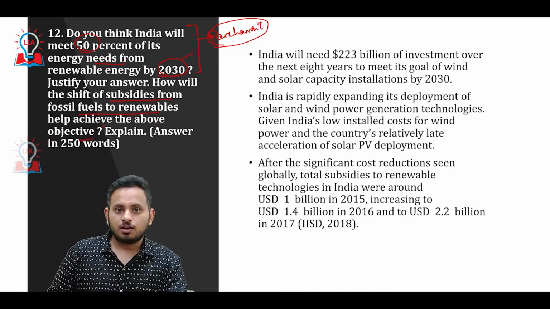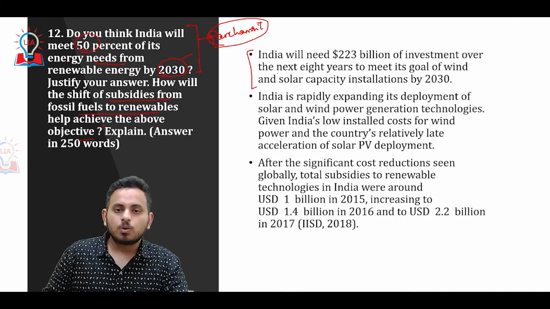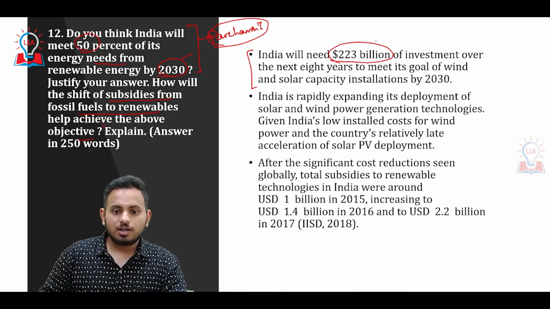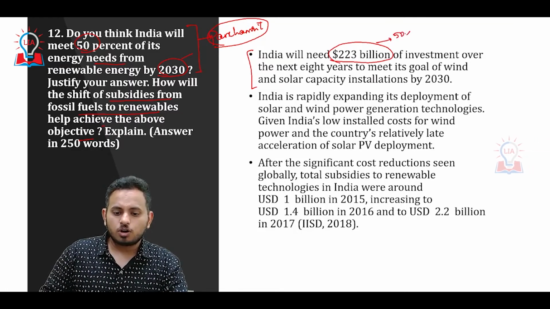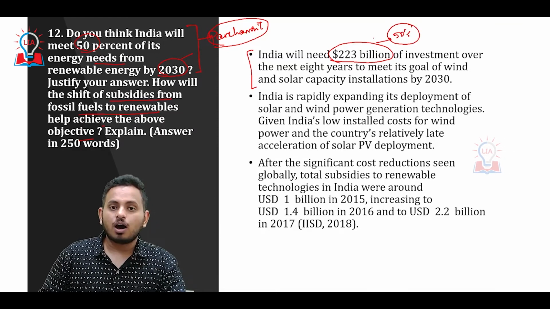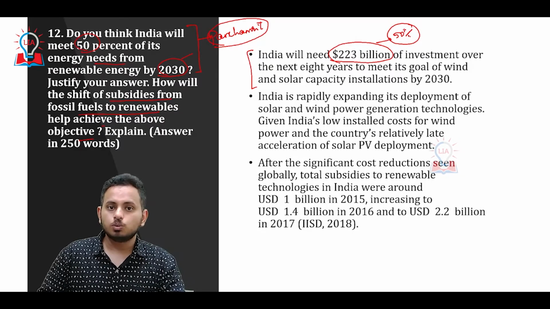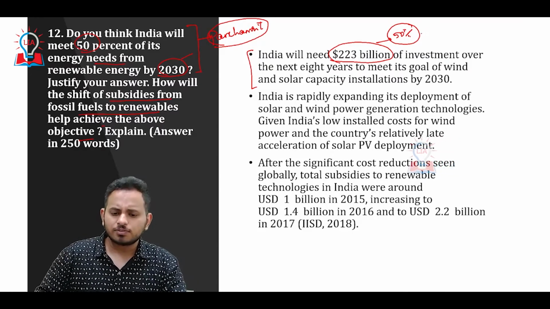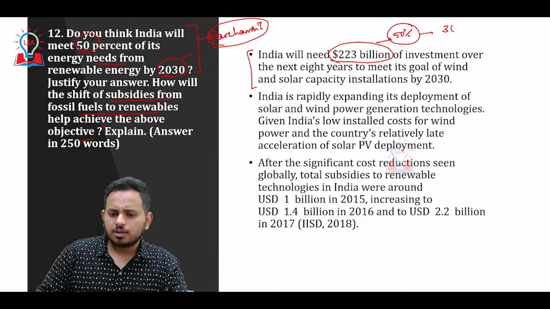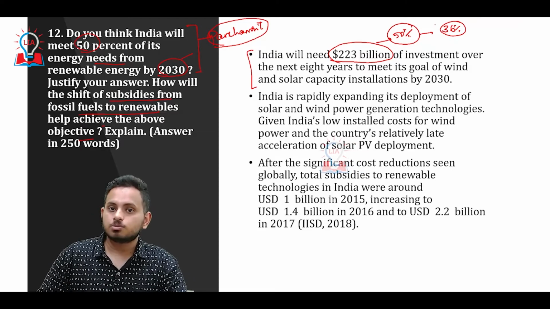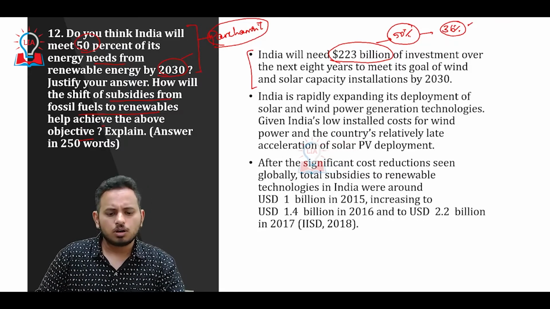objective? Okay, so here India will need $223 billion of investment if India has to make sure that 50% of our demand, electricity demand, is being supplied through renewables. As of now, if you want to decode the data, we have 36% of our energy from renewables. Okay, including the large and the small hydro, we have somewhere around this.